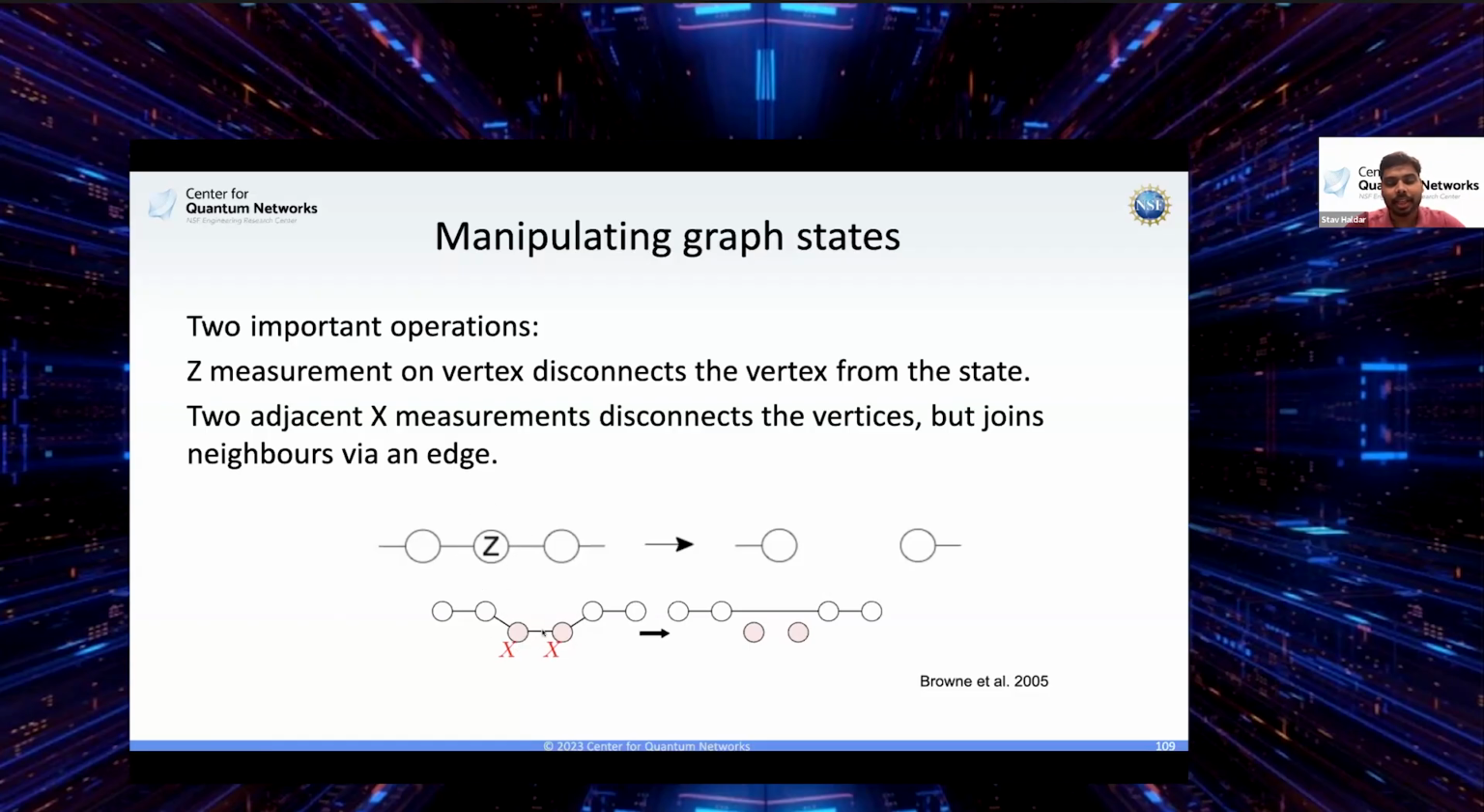If you do two adjacent X basis measurements, on the other hand, again because you have done the measurements, the qubits will be lost. Those photons are gone, so they are out of the graph state. But instead of getting a disconnected state like this, you end up with a connection between the neighbors. These things go away, but the neighbors get connected. So this is also a very important ingredient for the all-photonic protocol that we will discuss. So Z measurements will remove the edge, whereas two adjacent X measurements will remove the qubits, but will join the edge between the neighbors. So it won't remove the edge in some sense.